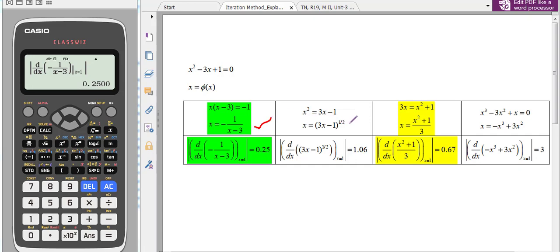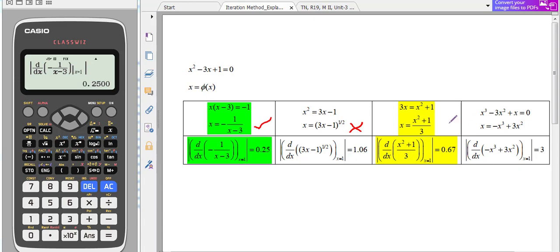And in the case of the next possibility, we kept x square on one side and wrote other terms on the other side, so that x will be equal to (3x minus 1) whole power 1 by 2. And for this function phi of x, once again you can use the calculator and get its convergence condition value as 1.06, which is not a value less than 1, and hence this relation x is equal to phi of x cannot be used to apply iteration method.